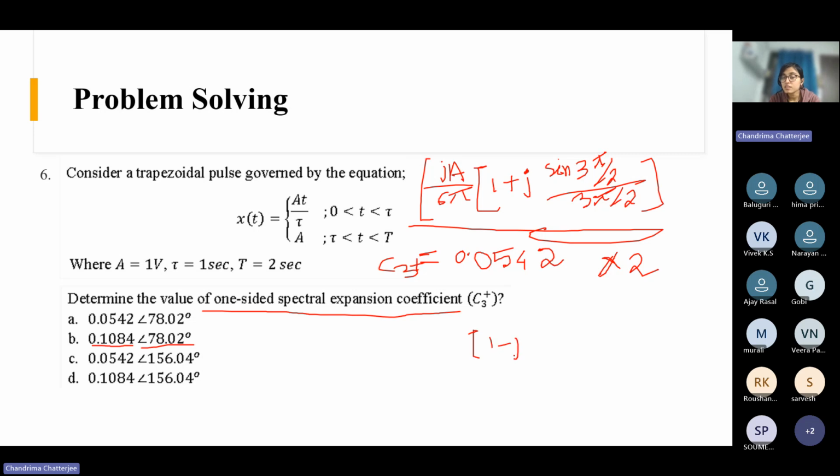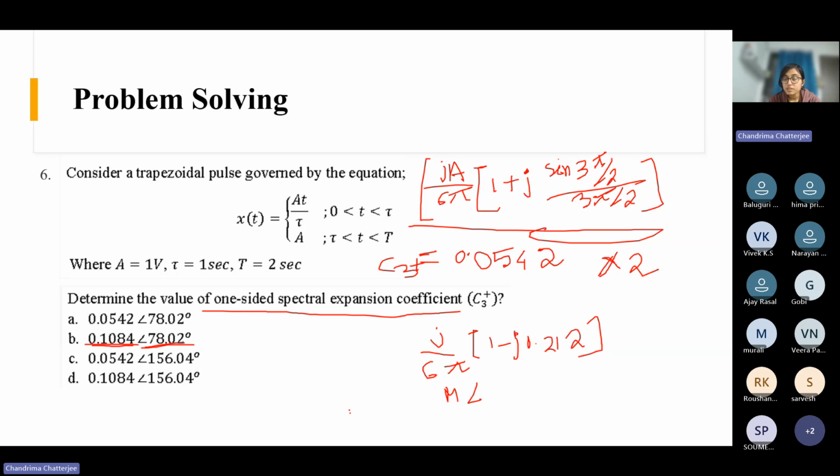Okay, so what we will do is, there we have j, and here you will get something like 1 minus j 0.212. I think this only I got 0.212, and outside it has j by a is 1 volt, so j by 6 pi. Okay, if you just represent it as magnitude m and some angle, then you will get the magnitude as 0.1084 and the angle as 78.02.